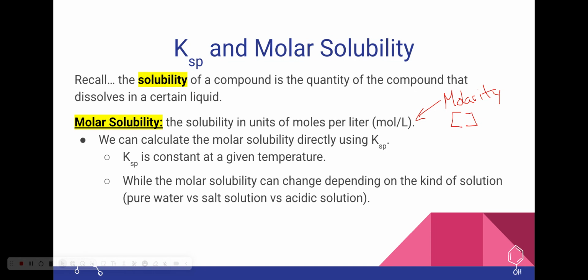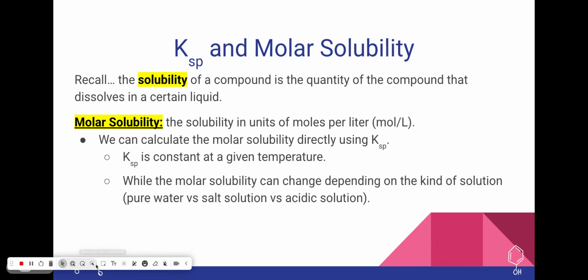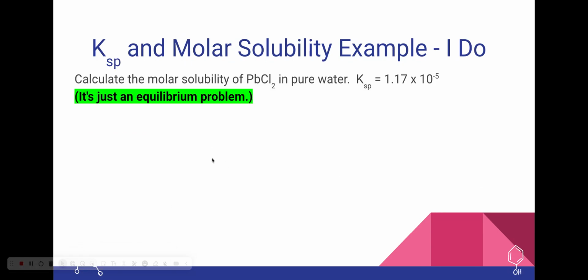Today's video is going to focus on the molar solubility in pure water versus salt solution, okay? So with that all in mind, guys, let's just dive right into an example problem. It says to calculate the molar solubility of lead 2 chloride in pure water if the KSP is 1.17 times 10 to the negative fifth. And in bolded letters, highlighted in green, I have this warning that it's just an equilibrium problem. So that's good news for us, because it should be fairly simple to solve.